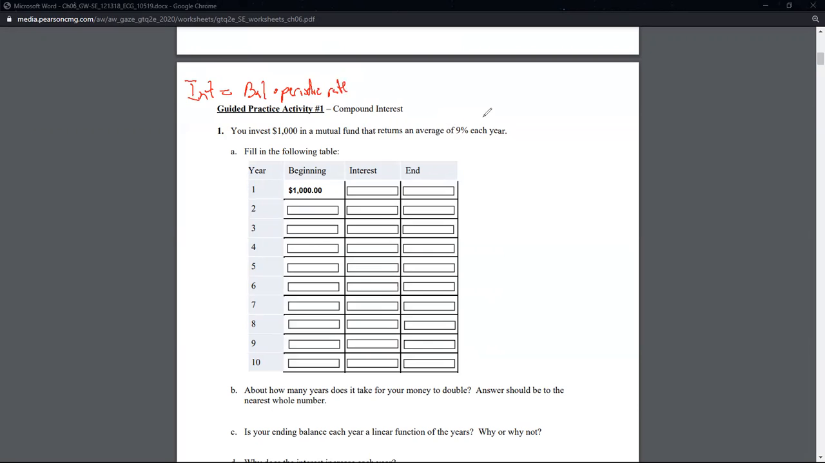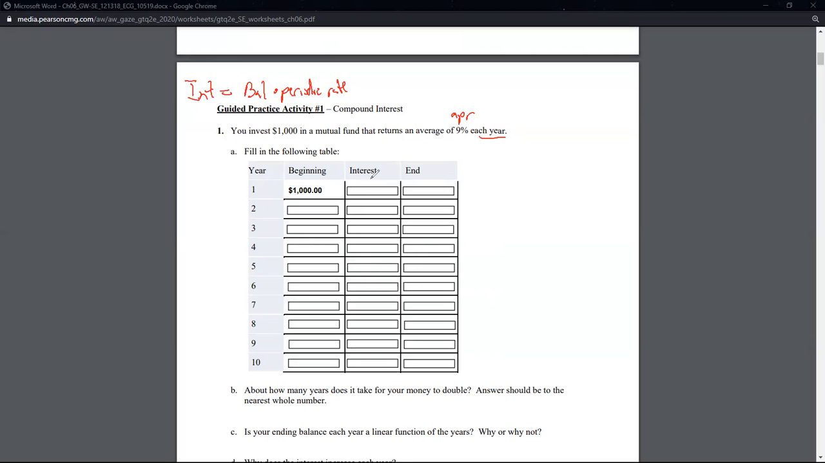Now, we're getting a return of 9% each year, so that's an annual rate or an APR. So our period is assumed to be annual. If I said that it compounded monthly or something like that, which we'll get into later today, then this interest would be calculated every month, but we're calculating the interest every year.